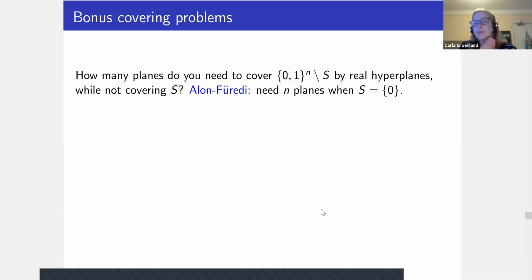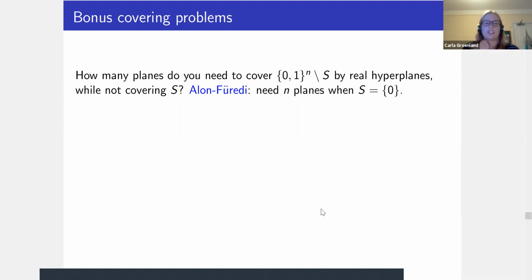If you look at the hypercube instead of F2 to the n, so now we're working in real space, then you can always cover it with 2 hyperplanes. We can take the plane xi is 1, and we can take the plane xi is 0, and those 2 planes will cover the hypercube. But now if we remove the point 0 and say we need to cover everything except 0, but you're absolutely not allowed to cover 0, then suddenly we need n planes. This was shown by Alan Farady using the combinatorial Nullstellensatz.